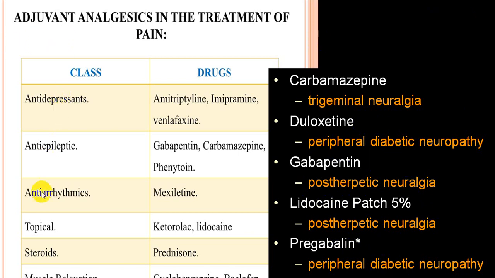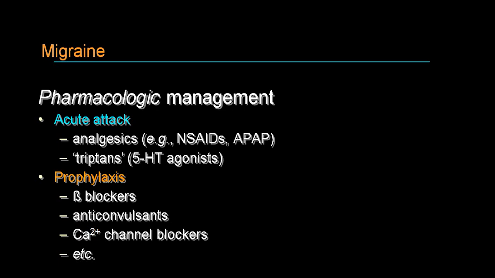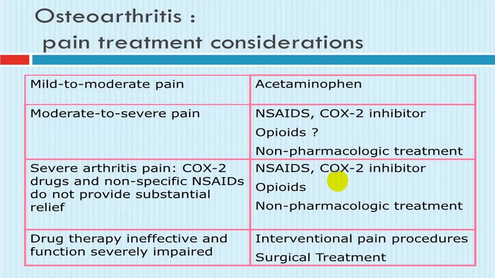So these are all the different groups of drugs available: antidepressants, anti-epileptics, antiarrhythmics, topical applications, steroids, muscle relaxants, etc. For migraine, a triptan, 5-hydroxytryptamine agonist, is a drug of choice along with a mild analgesic. You can utilize naproxen, an NSAID, which is very commonly utilized. And for prophylaxis, beta blocker, calcium channel blocker, or you can use anticonvulsant drugs. Most commonly utilized are beta blockers and calcium channel blockers as prophylactic pharmacotherapy.